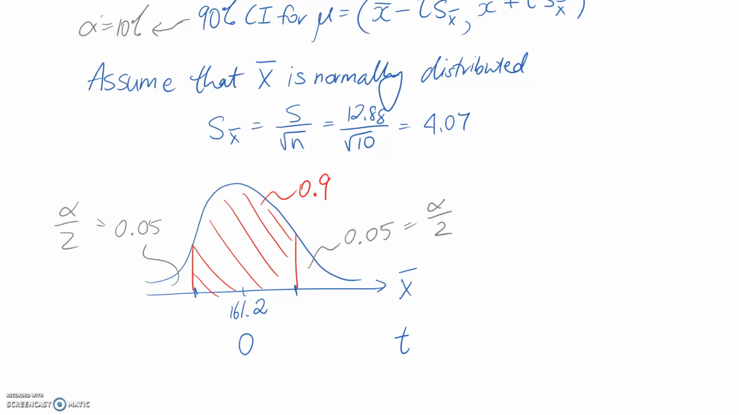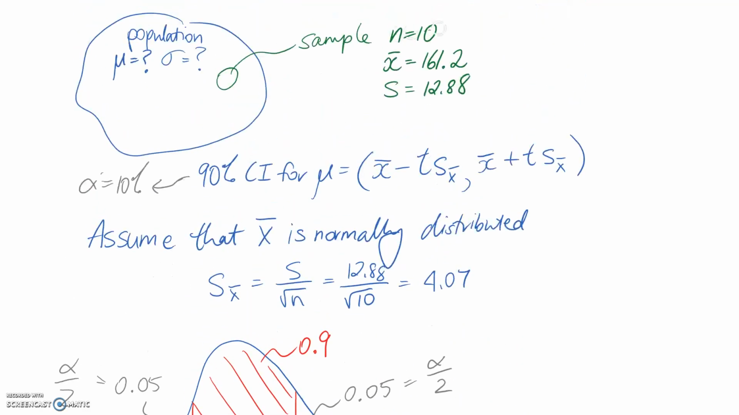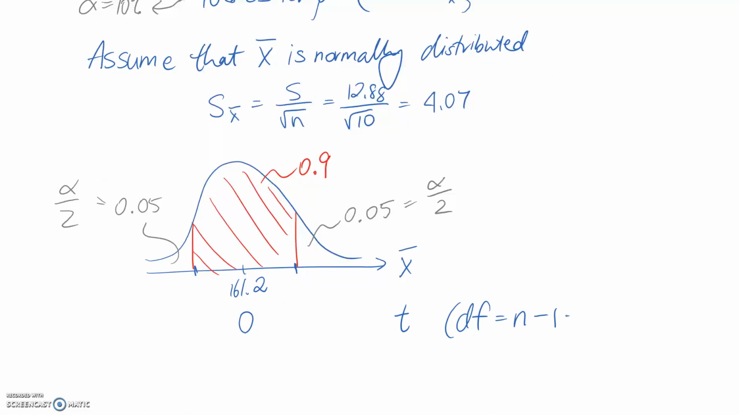Alright, in a moment we're going to look up the t table, but to do that we need an extra piece of information, and that is the degrees of freedom in our system. We can calculate that with the equation n minus 1, where n is the number in our sample. If we scroll back up, we know that n is equal to 10. So that's 10 take 1, or 9 degrees of freedom.